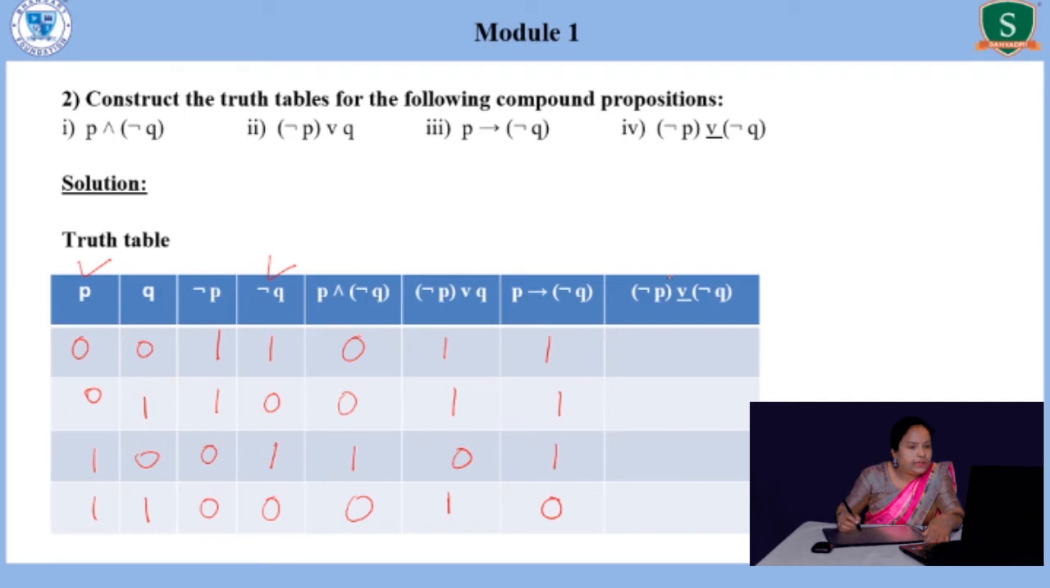Next, we need to find the exclusive OR between negation P and negation Q. This statement is true only when either one is true. Here, when both negation P and negation Q are true, it is 0. When both are the same, it is 0. When both are different, it is 1. Here, negation P is 1, negation Q is 0, so we get 1. Now negation P is 0, negation Q is 1. Both are different, so we get 1. Now negation P is 0, negation Q is 0. Both are 0, so you get 0. So, these are the truth values of the given compound propositions.